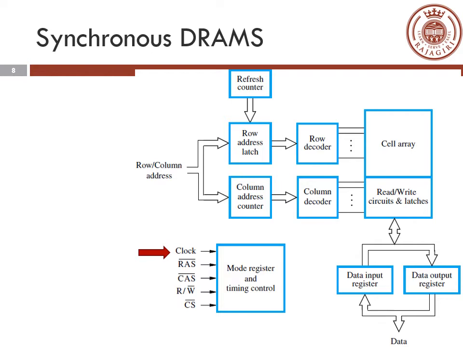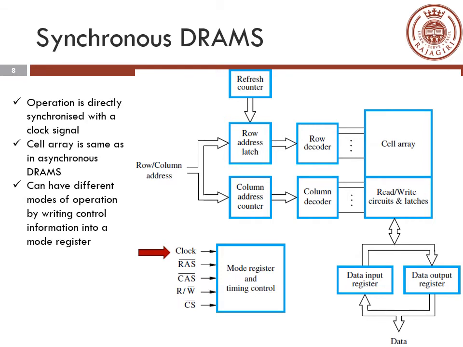Now coming to the synchronous DRAM. In the synchronous DRAM you are having the same structure as the asynchronous DRAM. What you are going to have extra over here is a synchronization signal, that is a clock signal. This clock signal synchronizes everything. All the operations are directly synchronized with the clock signal. The cell array concept is the same as the asynchronous DRAM concept.